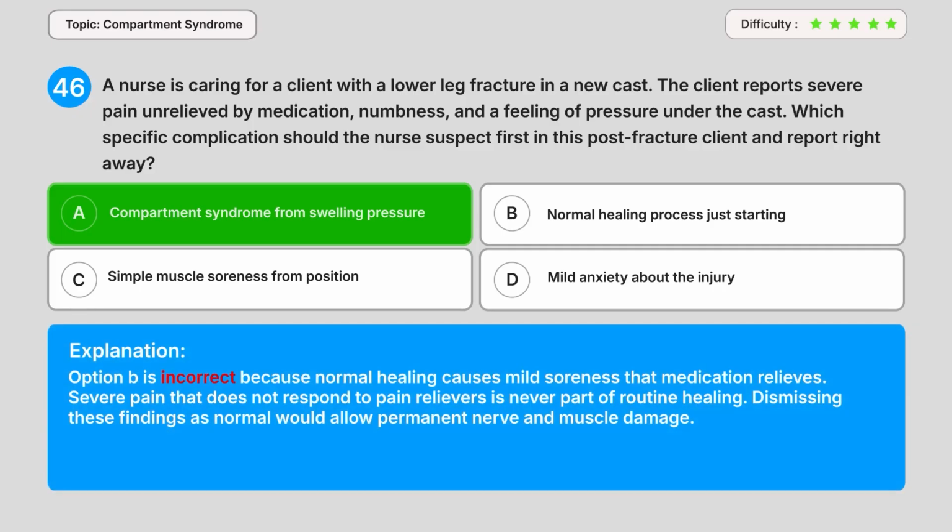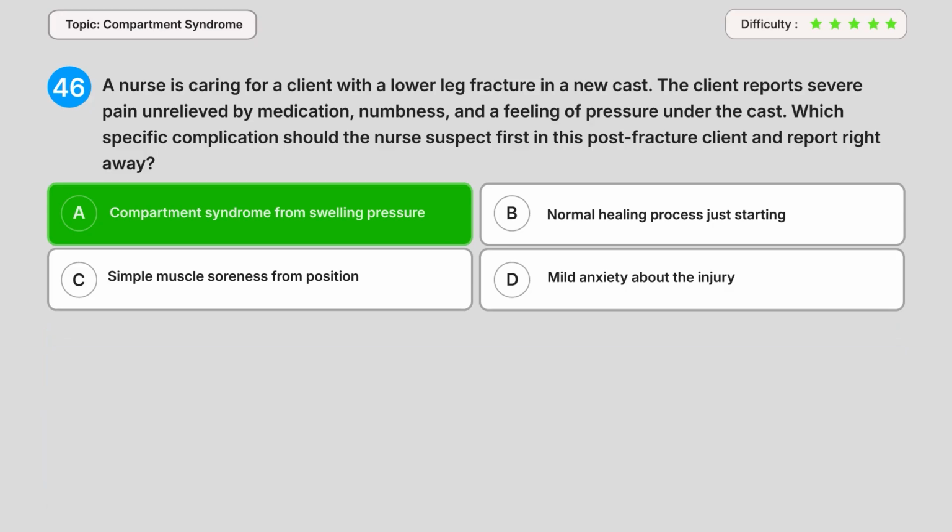Option B is incorrect because normal healing causes mild soreness that medication relieves. Severe pain that does not respond to pain relievers is never part of routine healing. Dismissing these findings as normal would allow permanent nerve and muscle damage.